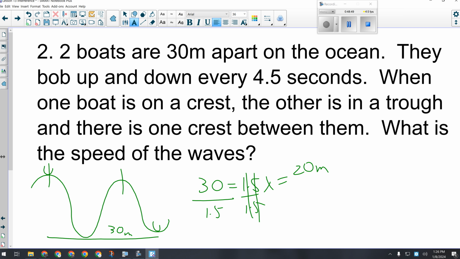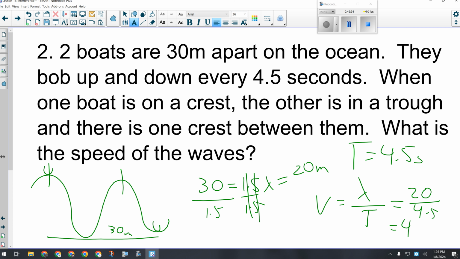They tell me that the boats bob up and down every 4.5 seconds. What did they give me with that? Not frequency. Well, I could get frequency from it, but directly they told me how long it takes for the wave to make one cycle. If I bob up and down in that boat completely in 4.5 seconds, I've completed one cycle of the wave, which means that the period of the wave is 4.5 seconds. So that's a vocabulary test on that question. So if V equals lambda over T, which is the other way to write the universal wave equation, I now have everything I need. 20 divided by 4.5, I believe, comes up to 4.4 meters per second. So the speed of those waves is 4.4 meters per second.